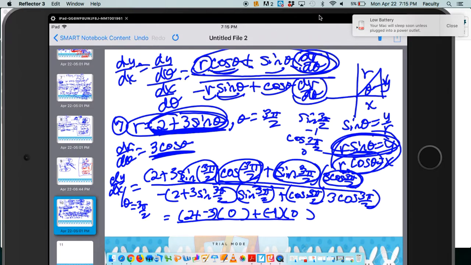All right, on the bottom, let's see what I get. On the bottom, I get negative 2 plus 3, so that's negative 1. The sine of 3 pi over 2 is negative 1. And then this is going to be all 0. So it's important that it gets 0 over a number and not 0 over 0. So it looks like I'm getting 0 over 1. All right, so my slope is 0.